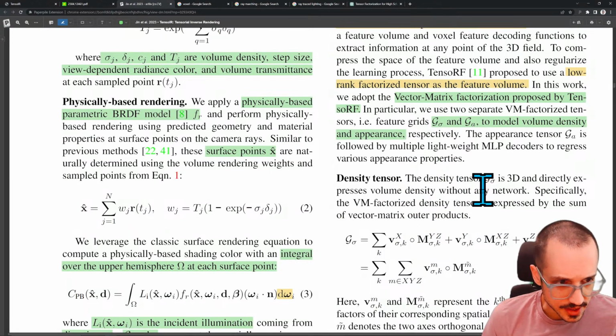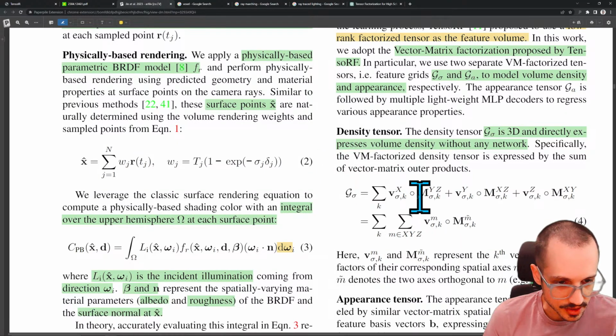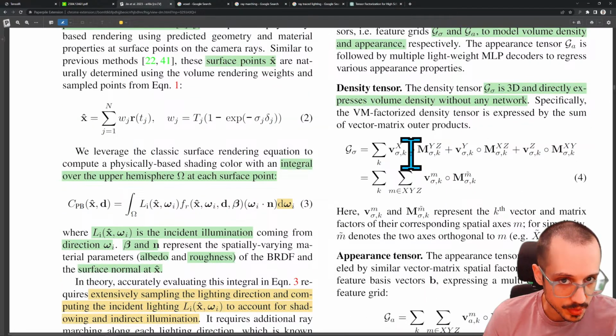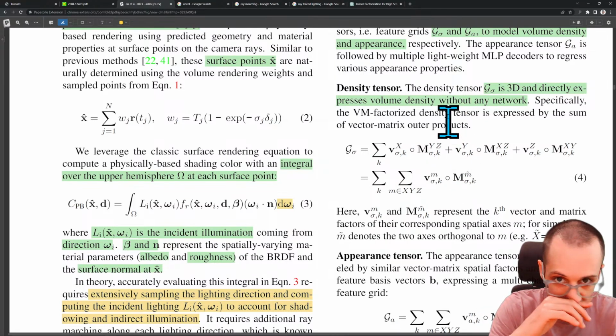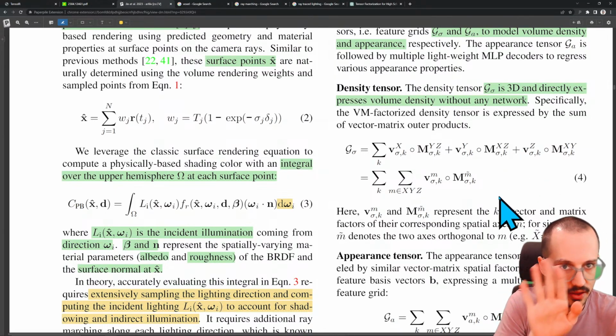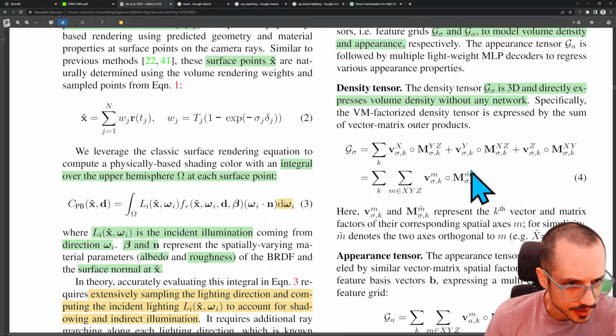Density tensor. The density tensor is 3D and directly expresses volume density without any network. Specifically, the VM factorized density tensor is expressed by the sum of vector matrix outer products. So this little open circle here is the outer product of a vector and a matrix, right? So you have the outer product of M, Y, Z, which is 3-dimensional, right? So you have X, Y, Y, Z, and then ZX. You have basically the 3 different views of it here.